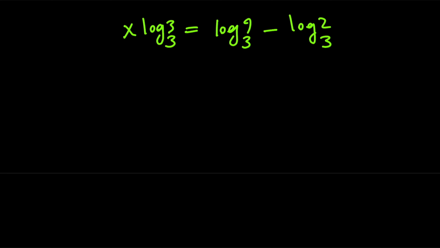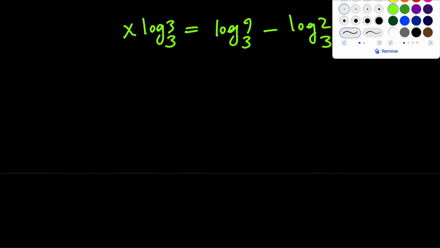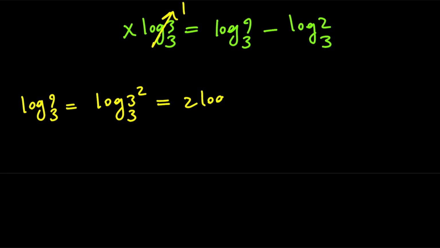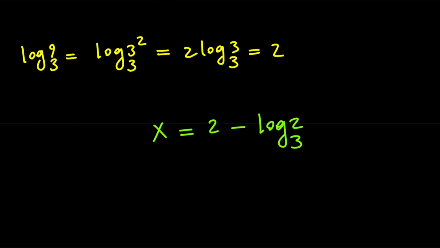Great. Next, let's go ahead and simplify this. So notice that log 3 with base 3 is 1, and log 9 with base 3 is just the same thing as log 3 squared with base 3, which is equal to 2 times log 3 with base 3. And again, log 3 with base 3 is 1, therefore we have 2 times 1, which is 2. So this is equal to 2. Therefore, we have x equals 2 minus log 2 with base 3.